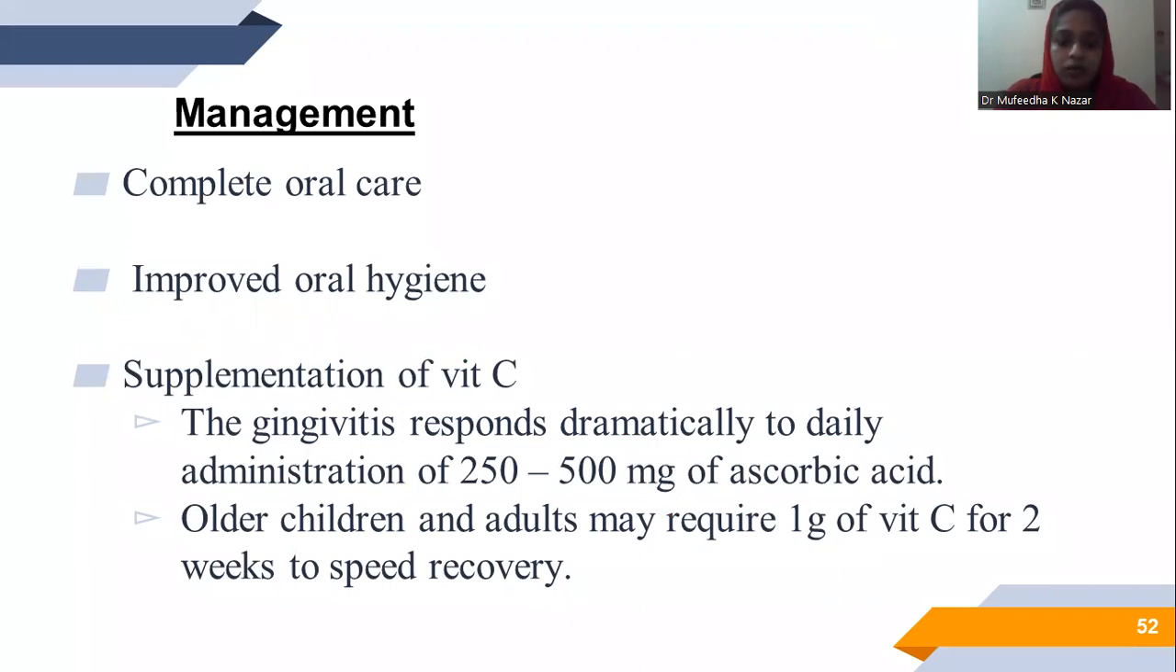Management is complete oral care and improved oral hygiene. Proper brushing and proper flossing should be advised. For vitamin deficiency, vitamin supplements can be given. The gingivitis responds dramatically to daily administration of 250 to 500 mg of ascorbic acid. Older children and adults may require 1 gram of vitamin C for 2 weeks for early recovery.